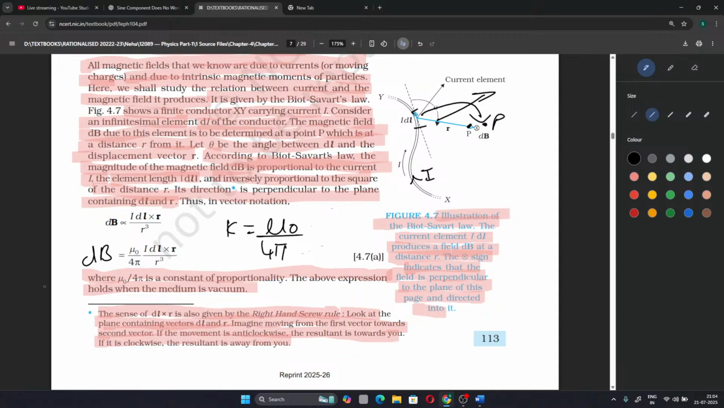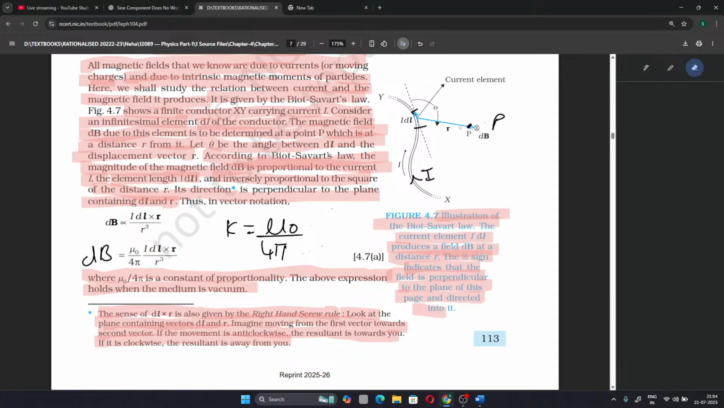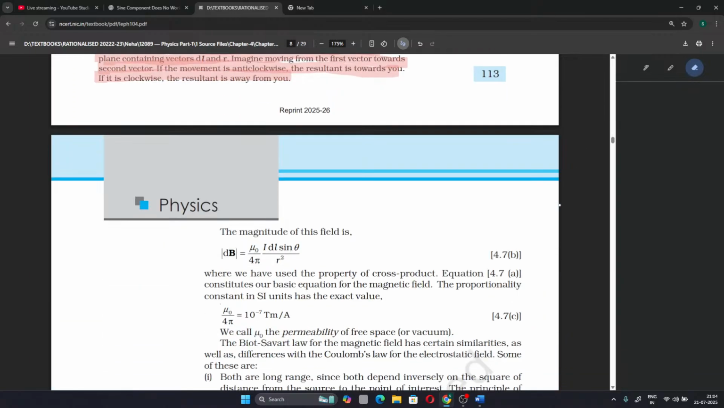In case it is in this way, then the resultant is towards us. That's what they're saying. That is the screw rule. In case of the right hand thumb rule, the thumb will indicate the direction, where you curl your fingers from the first vector to the second vector. The thumb will indicate the direction.